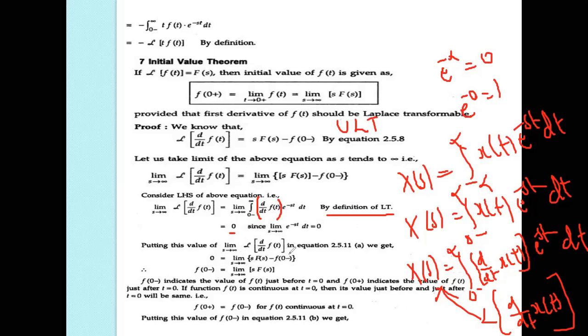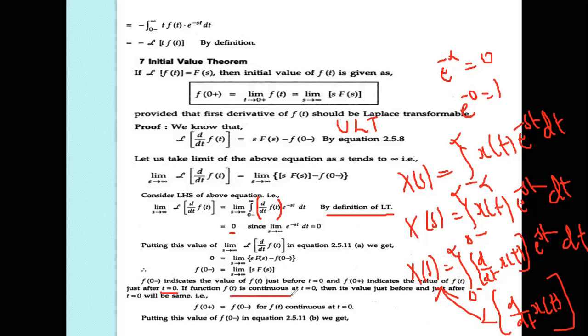Okay. And in the second term, there are no s terms. So you can bring that to the left side. Here the minus becomes a plus. f of 0 minus is equal to limit s tends to infinity, s into F of s. Now here they are explaining that f of 0 minus indicates the value of f of t just before t is equal to 0, and f of 0 plus indicates the value of f of t just after t is equal to 0.